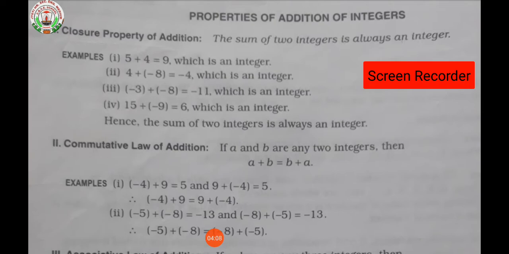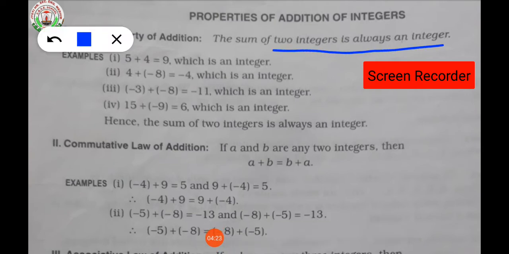So what is closure property? Closure property of addition under integers: the sum of two integers is always an integer. Here the property states that the sum of two integers is always an integer. Suppose I am having any numbers, let's take 2 and 4. If we add two positive integers, this is plus 2 and this is also plus 4. Both are positive numbers, and since we are talking about addition, when the two positive numbers are added, whatever result we get is an integer.